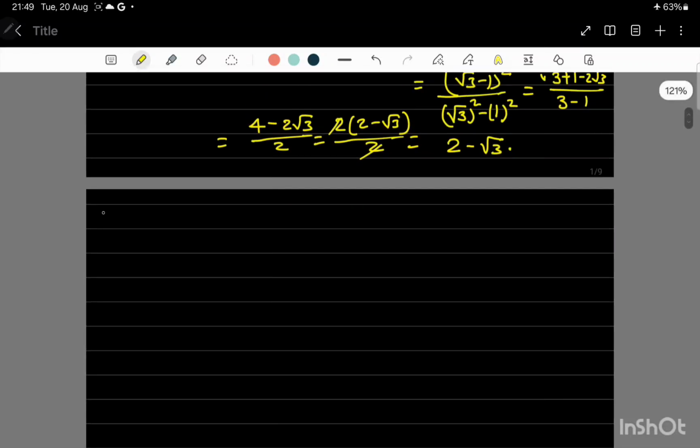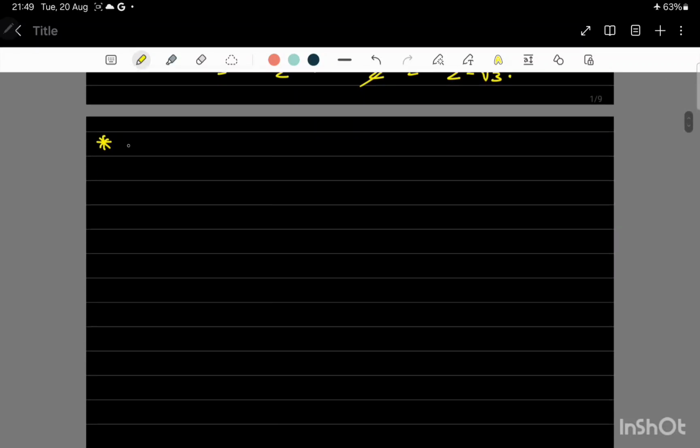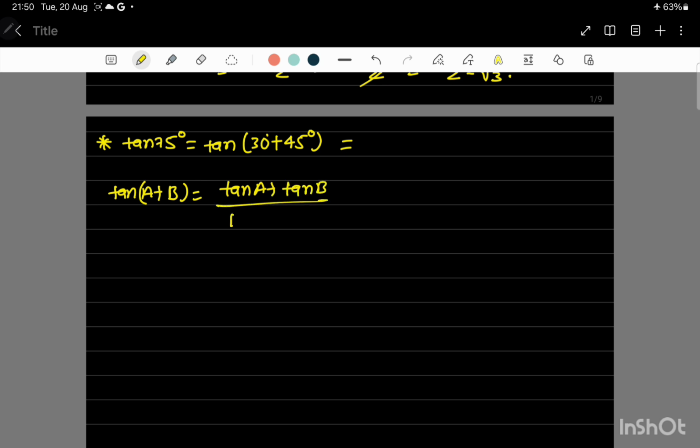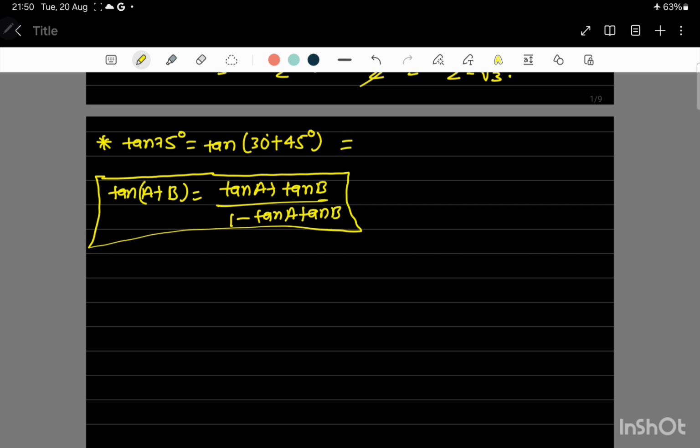And then how to find the value of tan 75 degree? Tan 75 degree equal to tan 30 degree plus 45 degree. So tan A plus B is equal to tan A plus tan B divided by 1 minus tan A tan B. So this is the formula of tan A plus B.